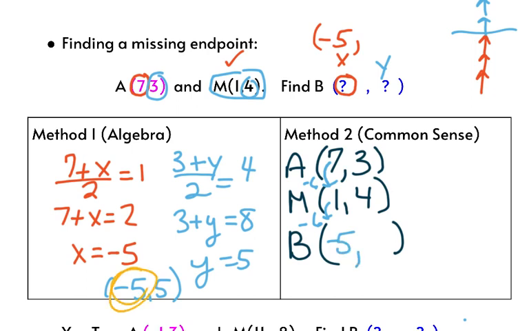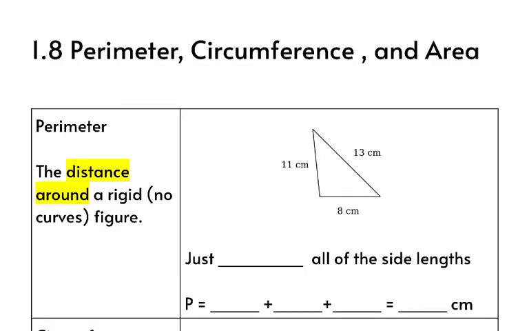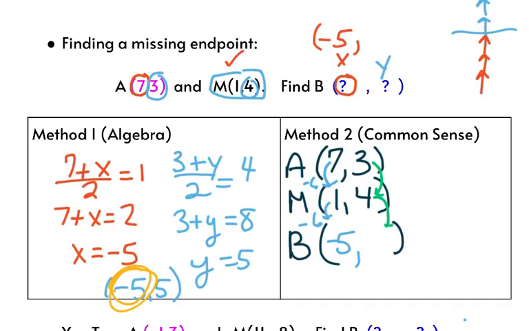Here was our answer with the algebra. We got a negative 5. Just with a little common sense, we arrived at the same spot. So to get from 3 to 4, I went up 1. So to get to the middle, I went forward 1, which means to get to the other end, I go, whoopsie daisies, I go forward another 1. 4 plus 1 is 5. Notice I've got the same answers.